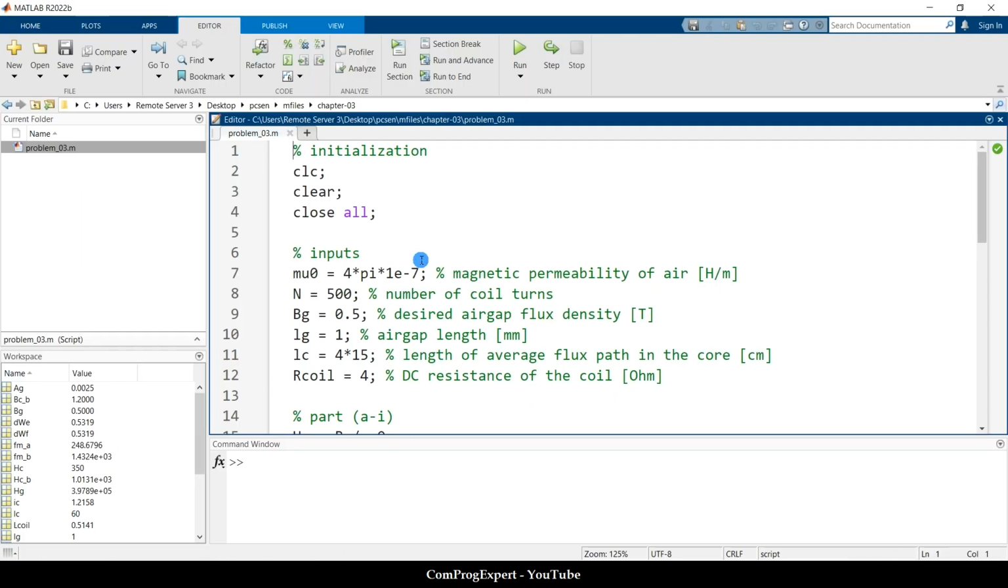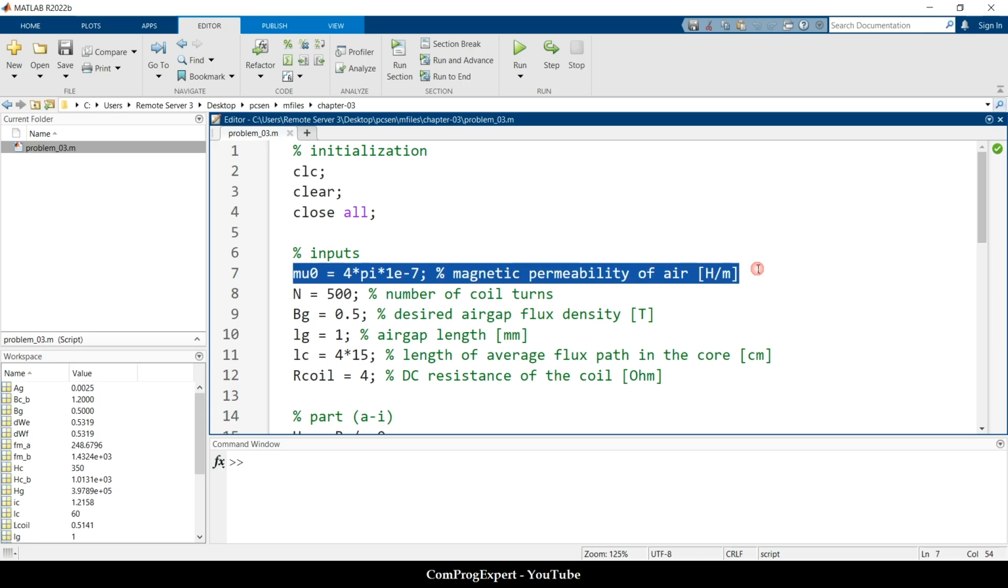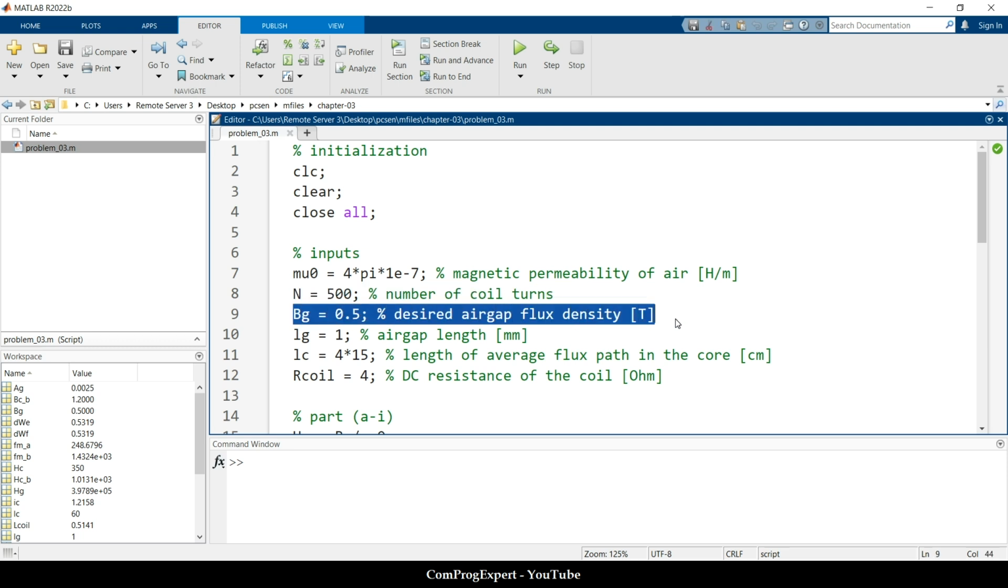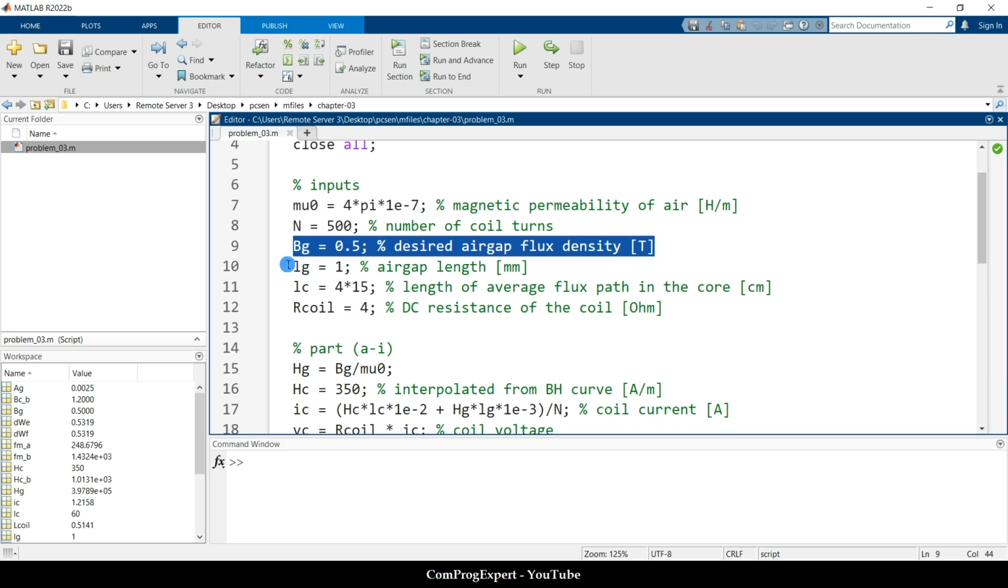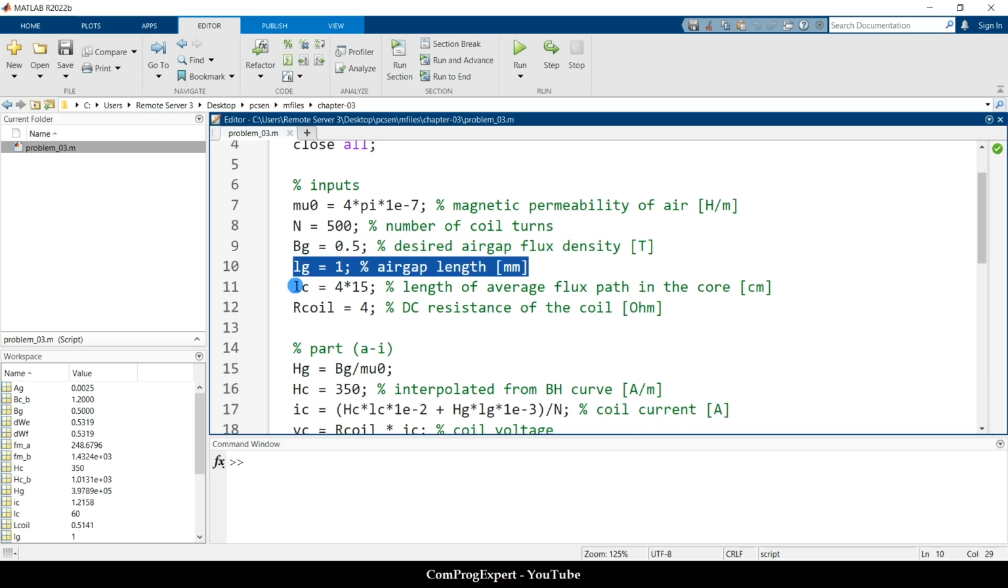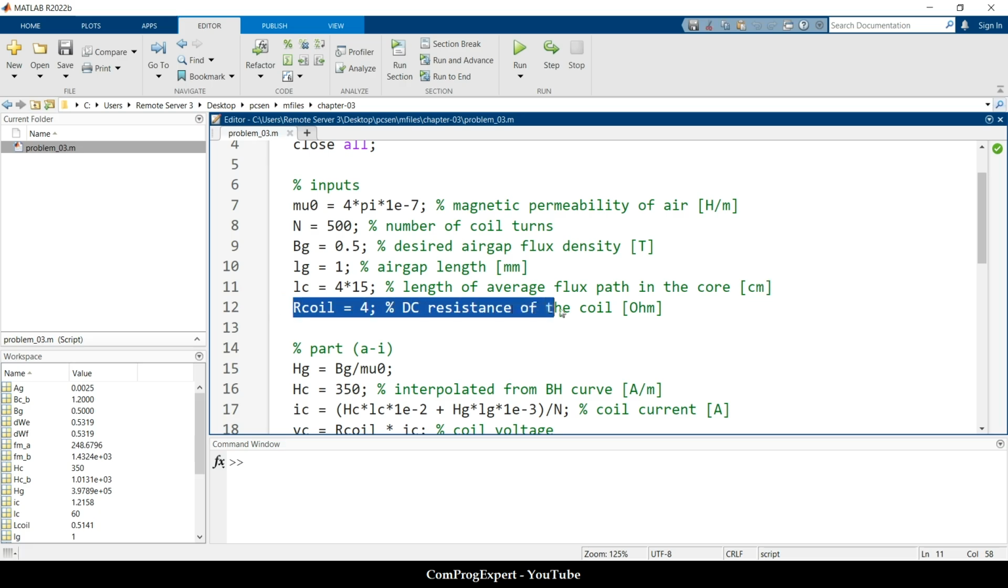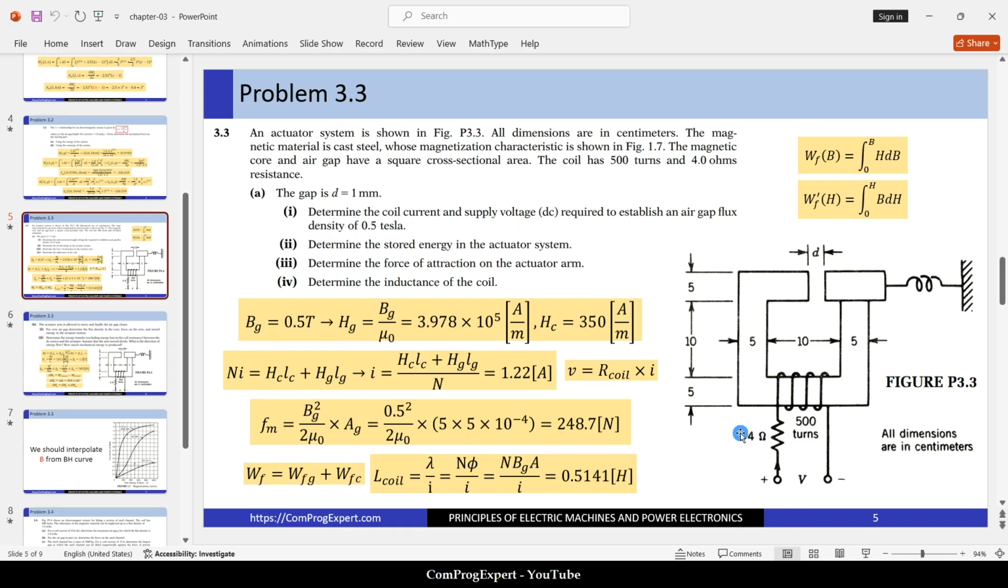So here in MATLAB, I considered these variables and we have this M file for problem 3. This is the magnetic permeability of the air, the number of turns. This is B gap, desired flux density in the gap, 0.5 Tesla. The air gap length, 1 millimeter. This is the length of the average flux path in the core. The unit is centimeter. And this is the resistance of the coil, that is 4 ohms.